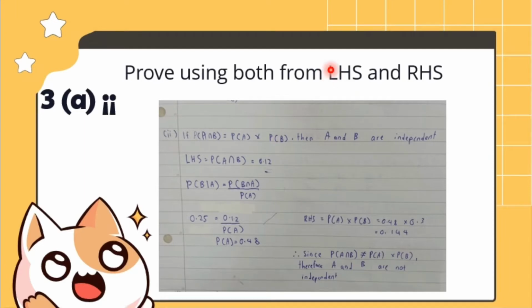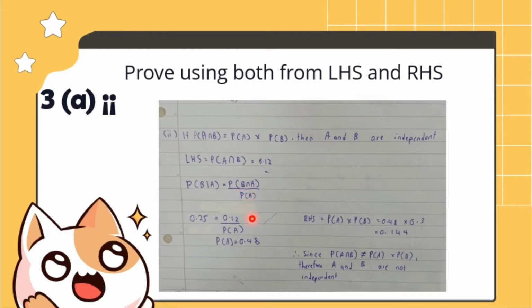Okay, for the second question, how do we prove A and B are independent? We make it like this. If probability of A intersect with B is equal to probability of A times probability of B, then A and B are independent. Meaning that if the left hand side is equal to the right hand side, then A and B will be independent. Therefore, let's try doing it from the left hand side first. From the left hand side, probability of A intersect B is equal to 0.12, which is given by the question. So we want to find the value for the right hand side.